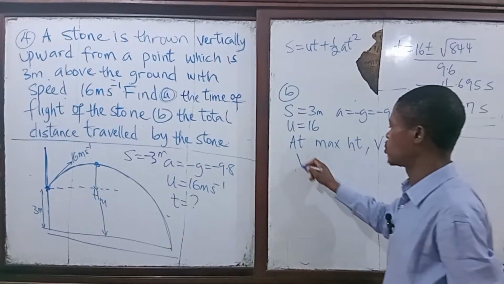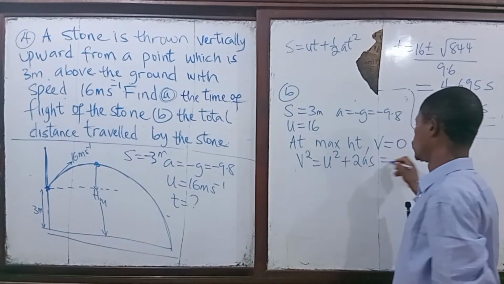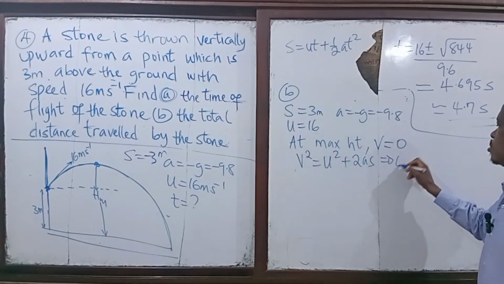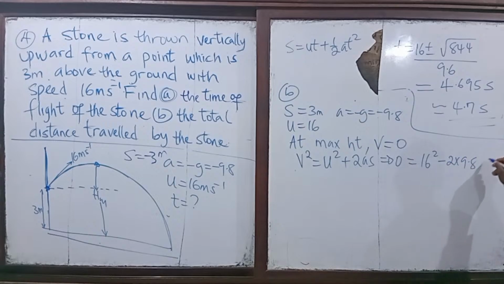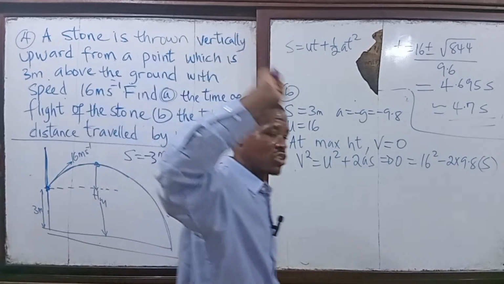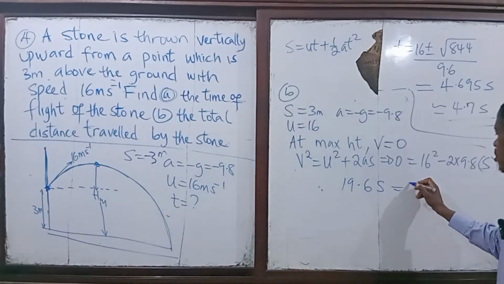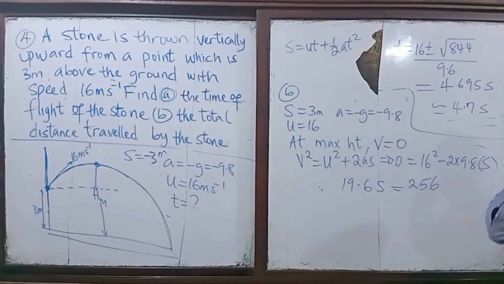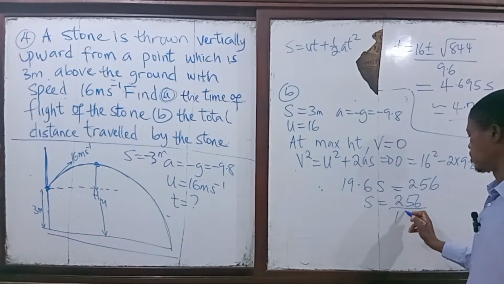So we can use this equation. v squared, that's 0, equals u squared, 16 squared, plus a is minus g, that's minus 2 times 9.8, times my distance. I can get this distance, the distance to get to the peak of the projection. So distance is equal to 16 squared, that's 256, over 19.6.